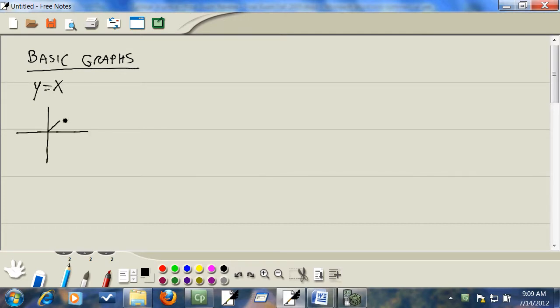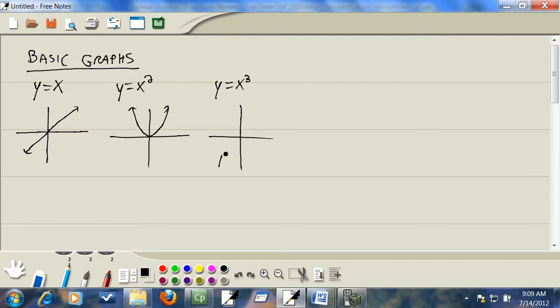Y is equal to x, looks like this. Y is equal to x squared, just sketching these, looks like that. Y is equal to x to the third, looks like that. Y is equal to the square root of x, looks like that. Y is equal to the absolute value of x. This is our V-shaped graph.